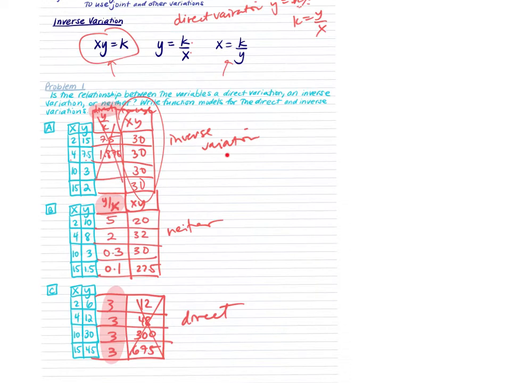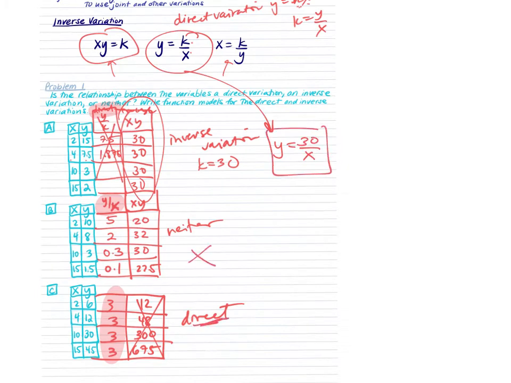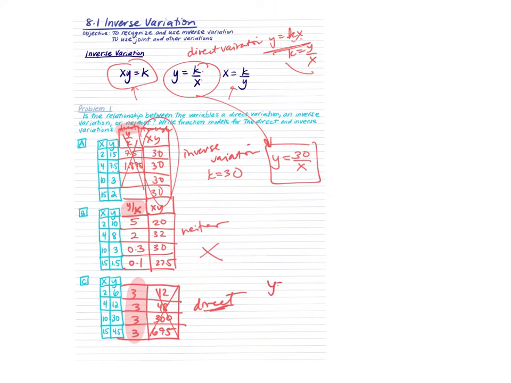And you know what I just realized I forgot? This says write function models for the direct and inverse variation. Since this is inverse variation, this means that k is 30. So when you write your function, y equals 30 over x. This is neither, so you don't need to write a function here. This is direct. Remember, direct is y equals kx, and my k here is 3. So the function is y equals 3x. Sorry, I forgot that one.